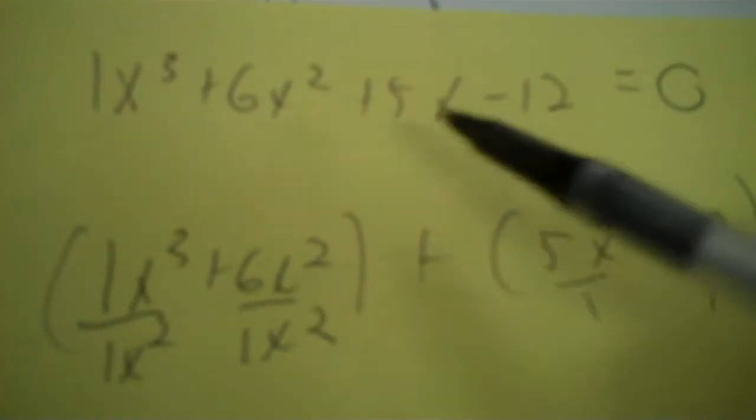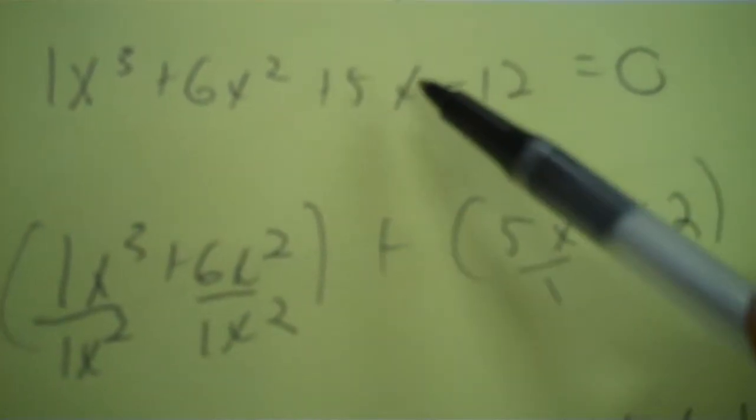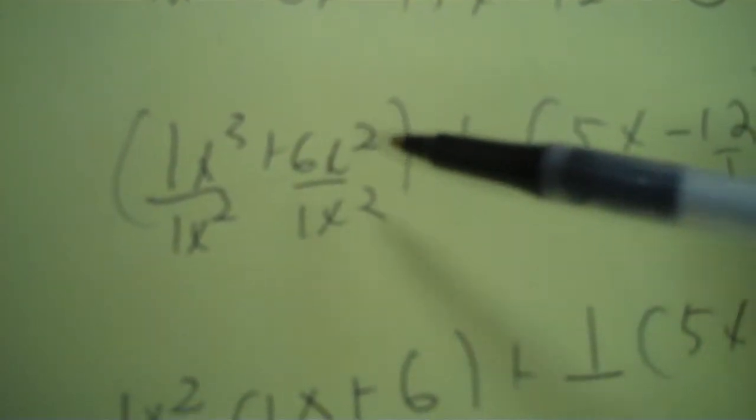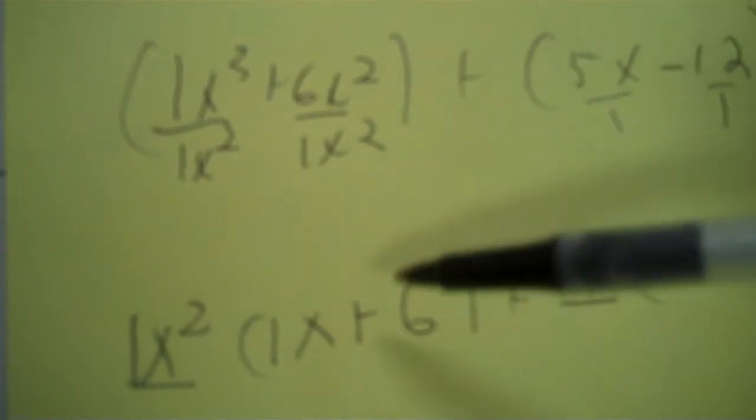Now, you cannot use grouping with this. I know there's 4 terms, but I want you to look at this. Don't write it down. If I go into my grouping, I put those two, 1x to the third and 6x squared, then 5x and 12. The GCF there is x squared, and I divide that and get 1x plus 6. But over here, the only GCF you got is 1.